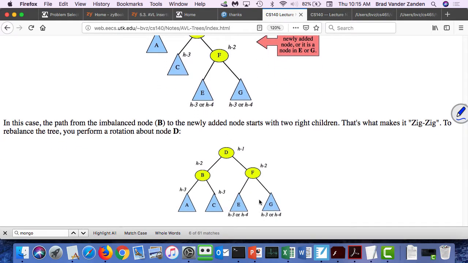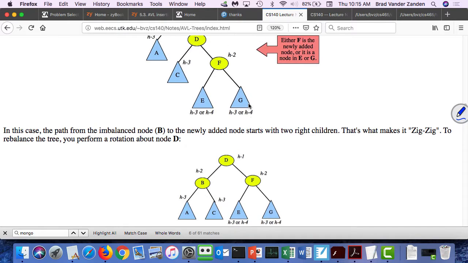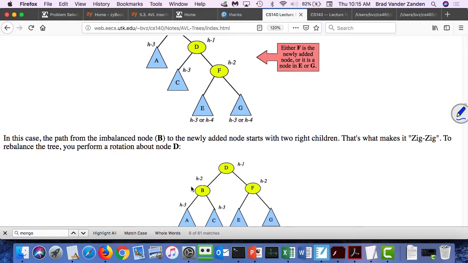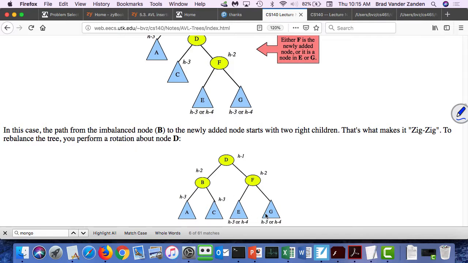F is H minus 2. We haven't changed the height of F either. It still has E and G as subtrees, so the height of F remains at H minus 2. Therefore, the height of D is H minus 1. Again, that means that the height of our final subtree is the same as the height of the original subtree. When we started with the insert, B's height was H minus 1. As a result of the insert, B's height became H. After doing the rebalancing, D has now become the root of that subtree that B used to be the root of.